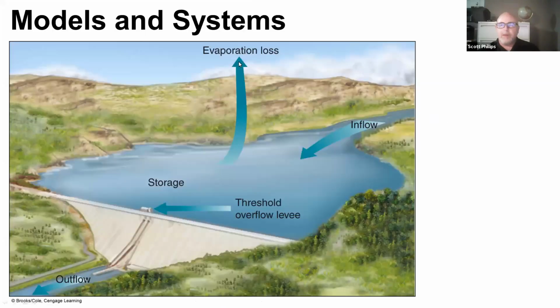Next, I want to talk about models of systems, and this is a way of taking the complicated real world as we have it and trying to simplify it in a way to understand it. So this would be, say, Friant Dam and Millerton Lake.